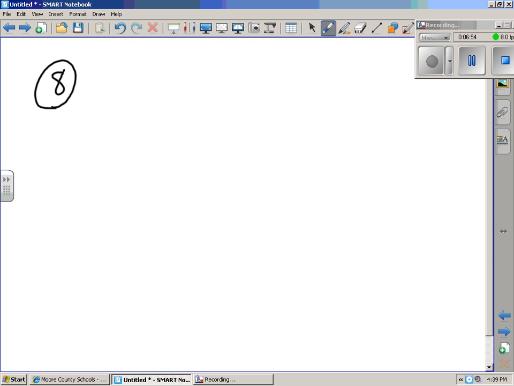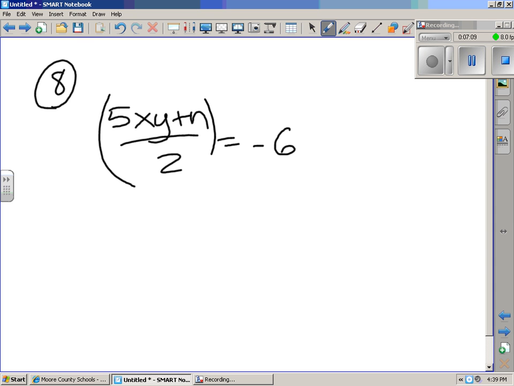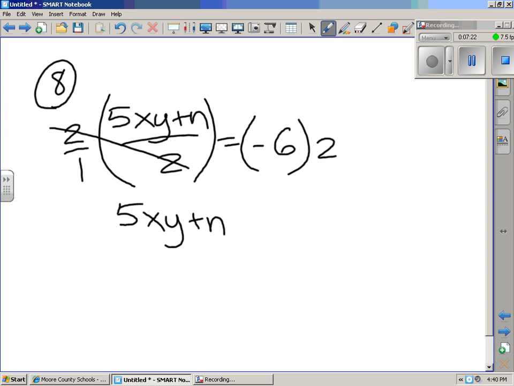Number 8. In number 8 we have 5xy plus n over 2 is equal to negative 6. In this case, we are solving for y. Let's eliminate that fraction, get rid of the fraction by multiplying by the denominator. Over here, 2 over 2 is equal to 1, so we're left with 5xy plus n. On the right side, we're left with negative 12.